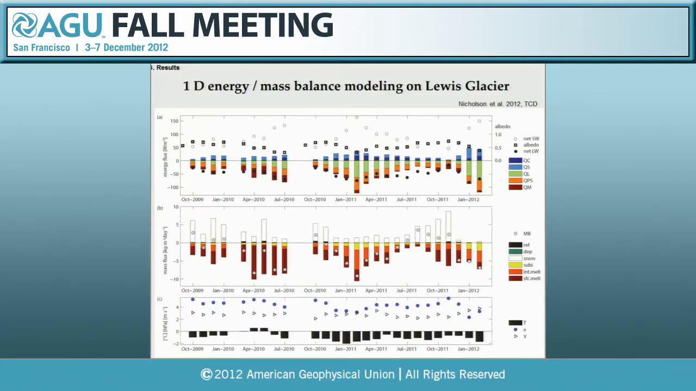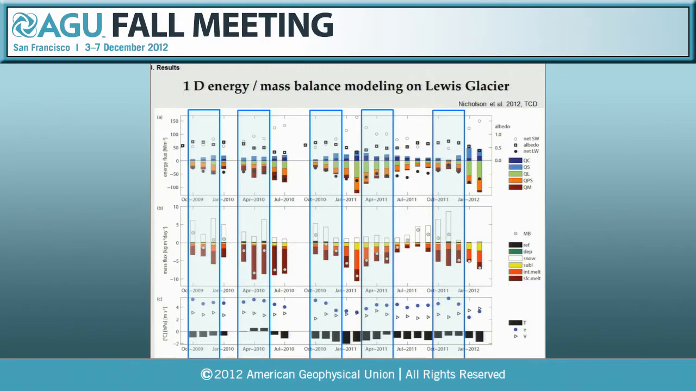When you convert this into mass, we get the mass balance modeled for Lewis Glacier. On the positive side, snow accumulation and a little bit of refreezing and deposit. And on the ablation side, we can see some sublimation in yellow, a lot of internal melt sometimes, and surface melt in dark red. But what we see is that we do not have a prevailing seasonality in either energy flux on Lewis Glacier, and we do not have a consistent seasonality like shown in the blue boxes here, which are the somehow theoretical rainy season in East Ecuador and East Africa.